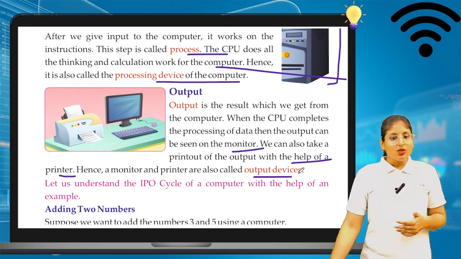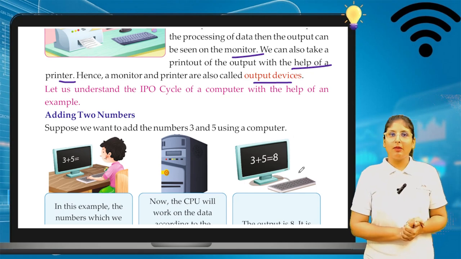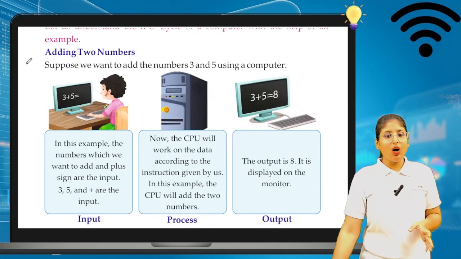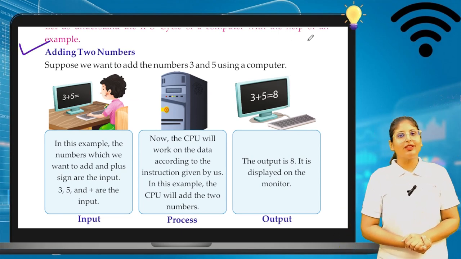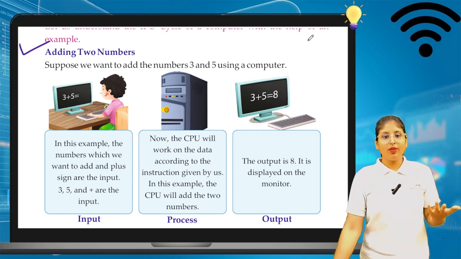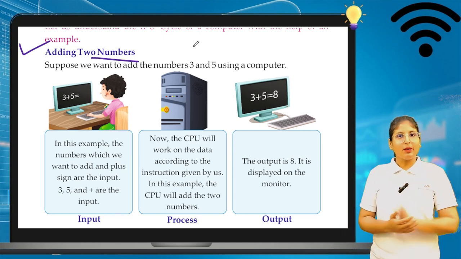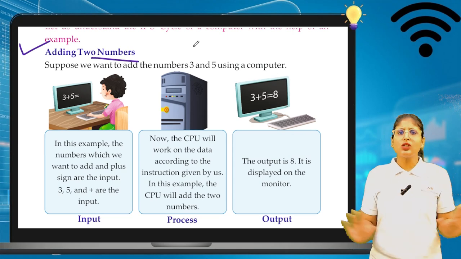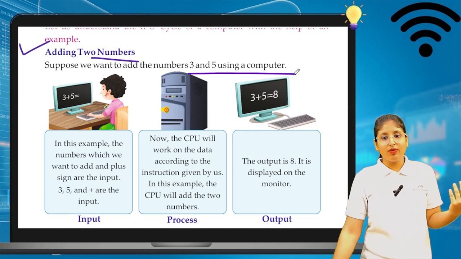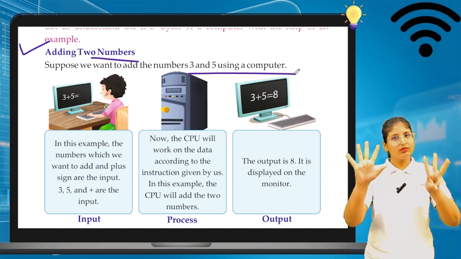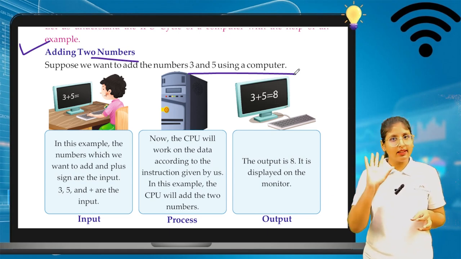Let us understand the IPO cycle of a computer with the help of an example. Let's see with the example how the computer works on the IPO principle, that is input, process, output. Adding two numbers. If you want to add two numbers, how does the computer process that? Just read all these things very slowly, very calmly. Suppose you want to add 3 and 5. We know the answer should be 8. But how does the computer process all this? Let's have a look.